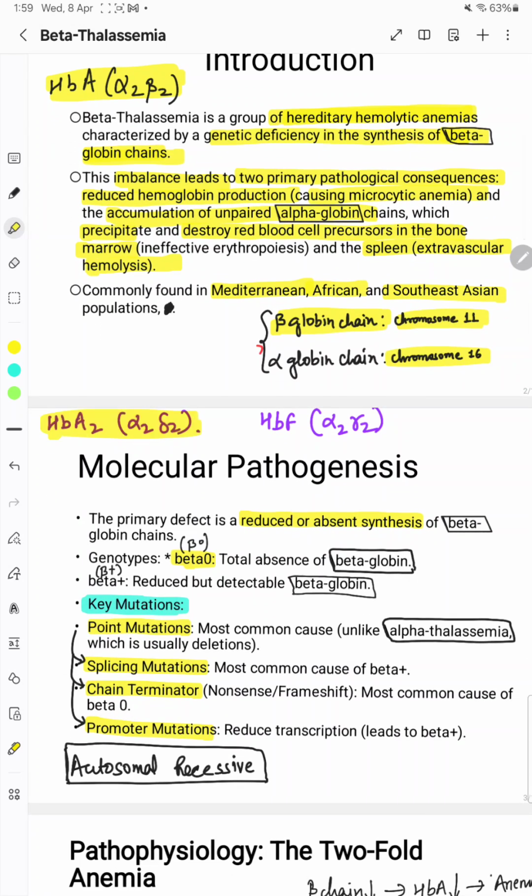There are two other types of hemoglobin that we will discuss, as they play an important role in understanding beta thalassemia. One is HbA2. In HbA2, alpha 2 and delta 2 globin chains are present. In HbF, alpha 2 and gamma 2 globin chains are present.